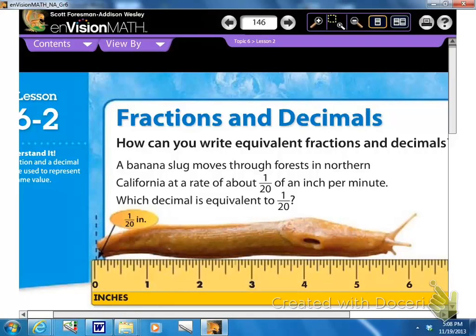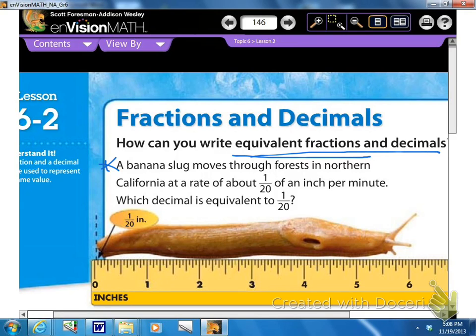Alright, so we're looking at lesson 6-2, fractions and decimals, on page 146. How can you write equivalent fractions and decimals? We just finished a topic where we wrote equivalent fractions, so we found different fractions that were equivalent to each other. So now what we're going to do is possibly find an equivalent fraction and also be able to turn that fraction into a decimal. So let's look at this.